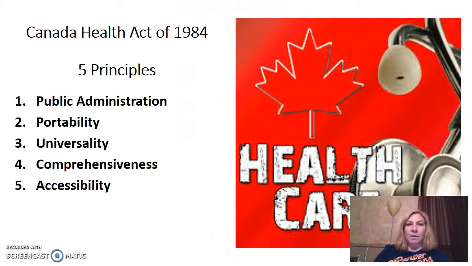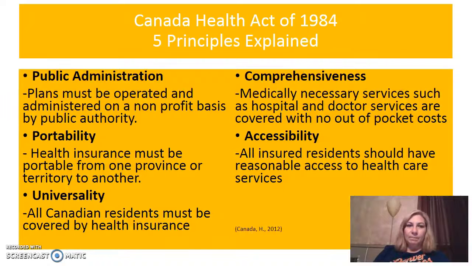The next main part of Canada's healthcare system that I'm going to talk about is the Canada Health Act of 1984. The 5 main principles of this act are public administration, portability, universality, comprehensiveness, and accessibility. Next, I'm going to explain a little bit about each one of these.